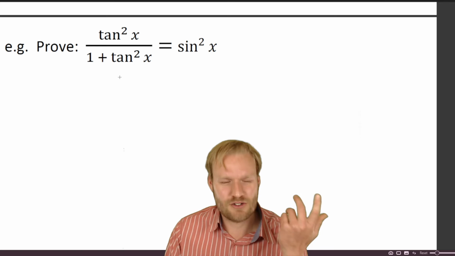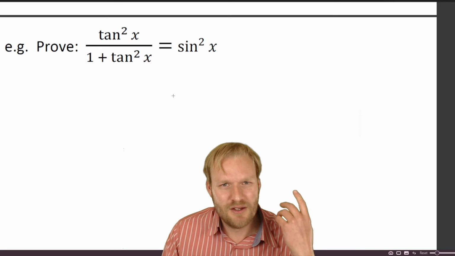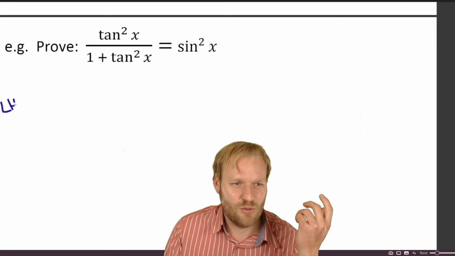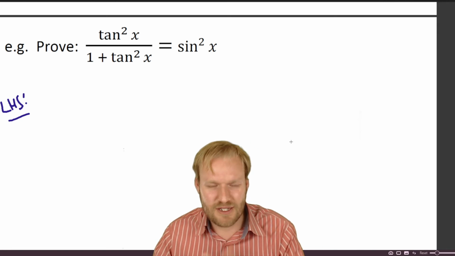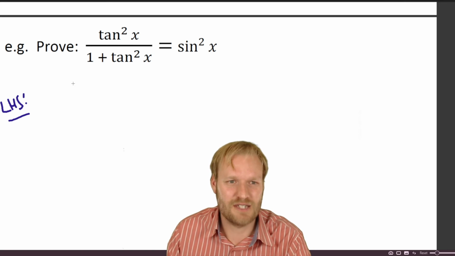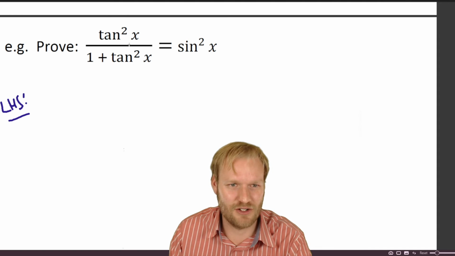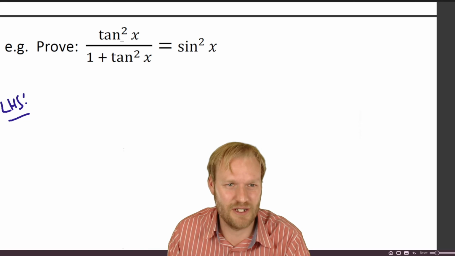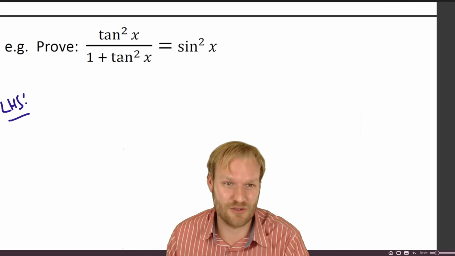So again, the question would be, do you want to change the left-hand side or the right-hand side? I'm going to choose the left-hand side. Why do you think I want to work with the left-hand side here? Well, the left-hand side's got tan x's in it. So I know that we can use sine x over cos x. So tan squared x is going to be sine squared x over cos squared x, and this tan squared x is also going to be sine squared x over cos squared x.